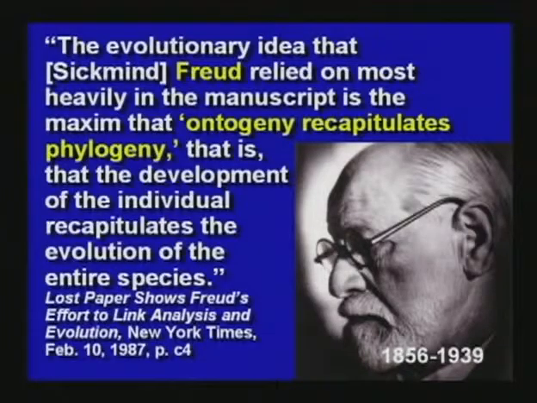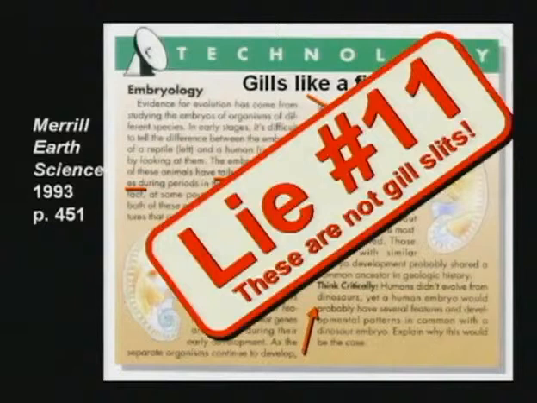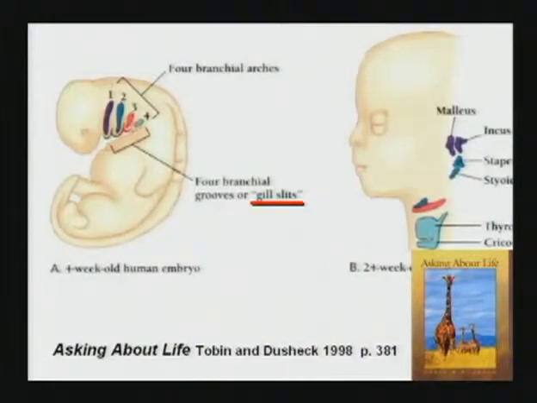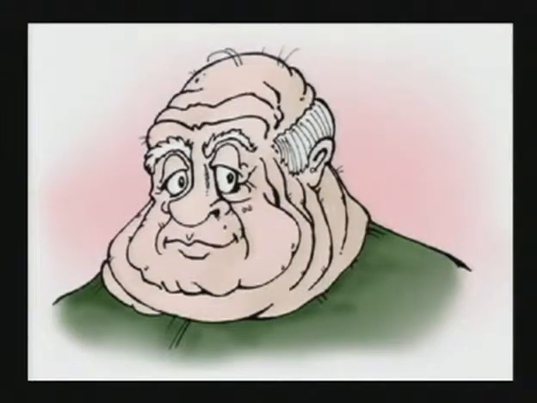Now, the idea that Sigmund Freud relied on was the idea that ontogeny recapitulates phylogeny. That is, the development of the individual recapitulates the evolution of the entire species. This is stupid and dangerous. They tell the kids the embryo, the baby growing in the mother, has gills like a fish. Gills? That's a lie. Those are not gill slits. Those little folds of skin you see on the embryo grow into bones in the ear and glands in the throat. They never have anything to do with breathing. My uncle had 5 or 6 chins, and he couldn't breathe through any of them but the top one. Okay? Those are not gill slits.